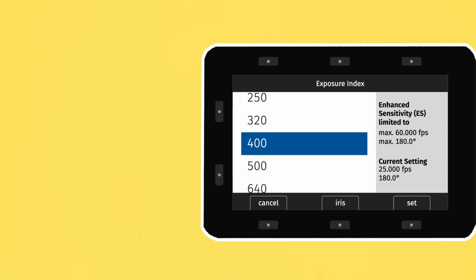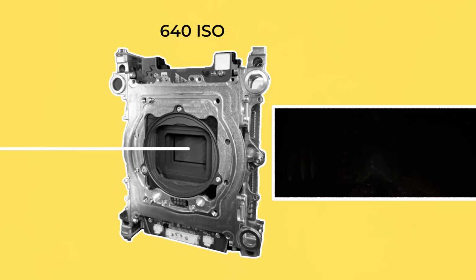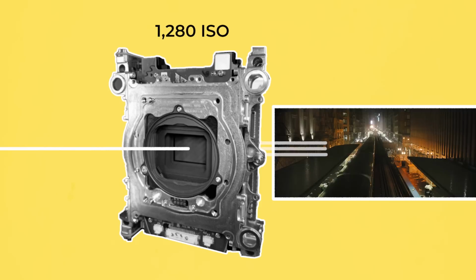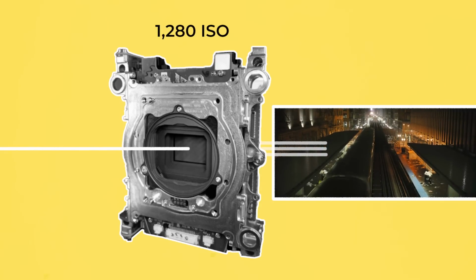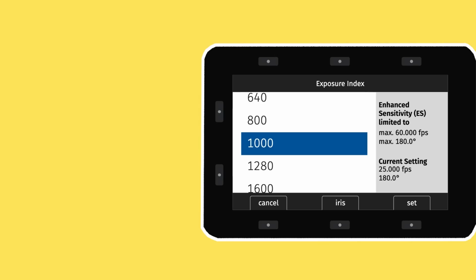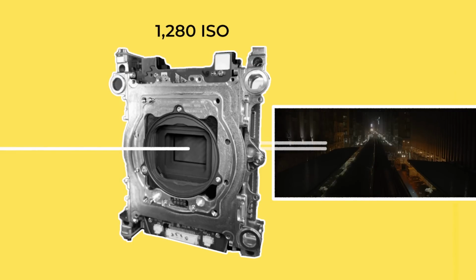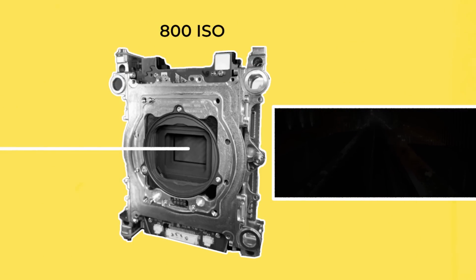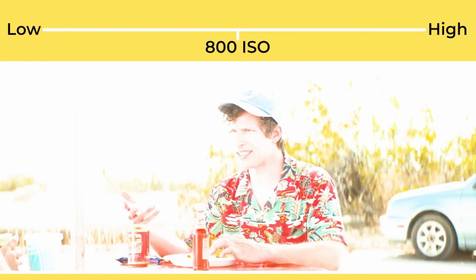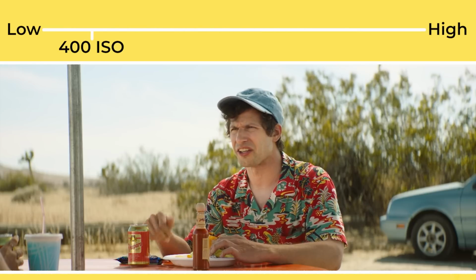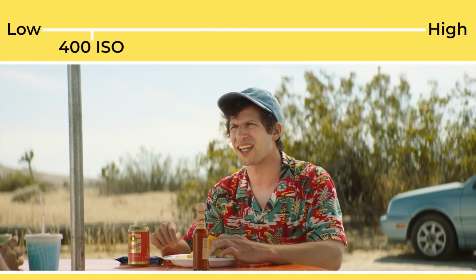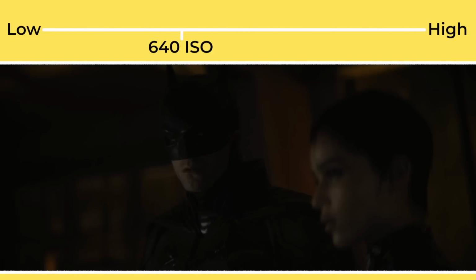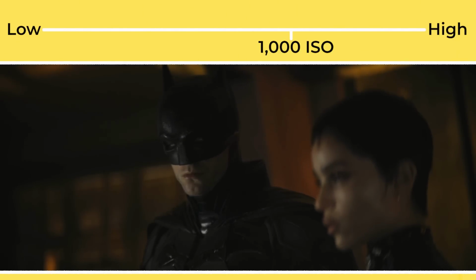ISO, ASA, or EI are all terms that refer to the sensitivity of a camera sensor or a film to light. The higher the ISO number is, the more light will be taken in by the sensor, and therefore the brighter the image will be. And inversely, the lower the ISO, the less light it absorbs and the darker the image is. Therefore, it's common to set the camera to a lower ISO when shooting outdoors in bright sunlight, and a higher ISO when shooting in darker conditions at night.